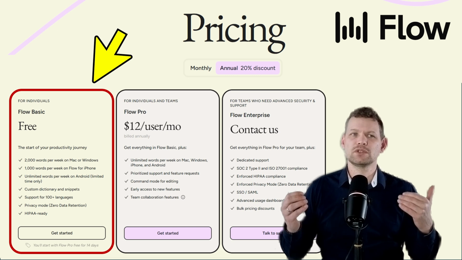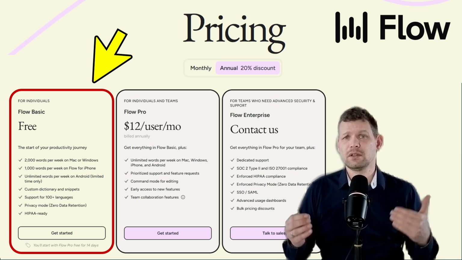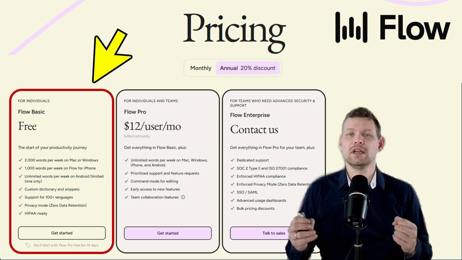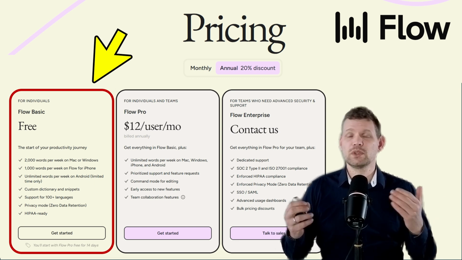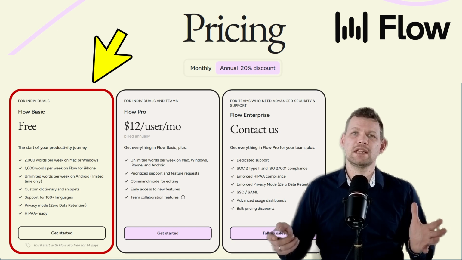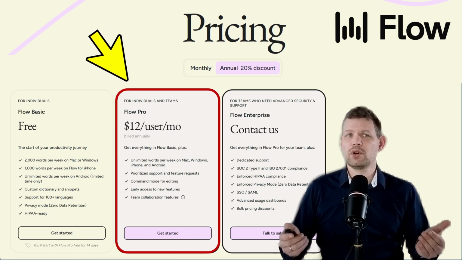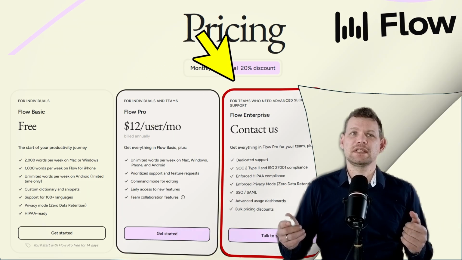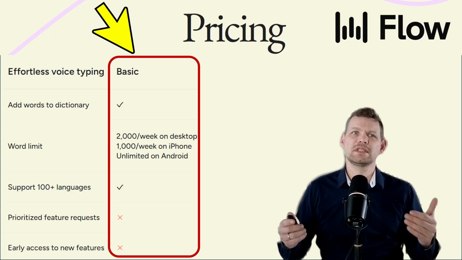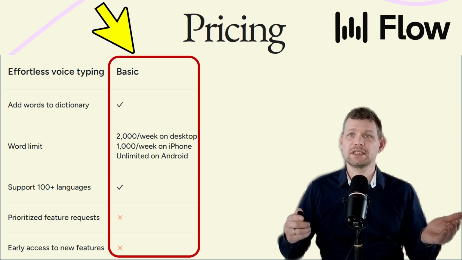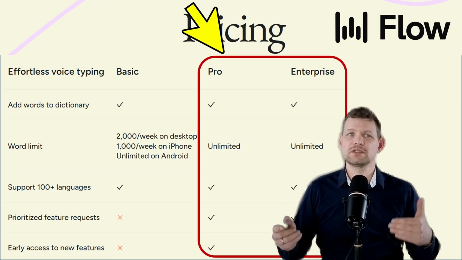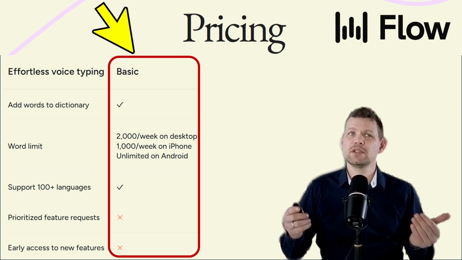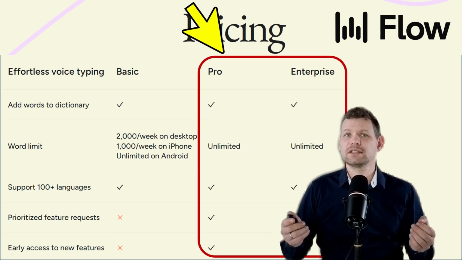It's up to 2,000 words on a PC or a Mac, 1,000 on an iPhone, and at the moment unlimited on Android devices, which means you can actually get quite far with that. If you need more, then they have the Pro, which is $12 per month, and then they have the Enterprise thing. For features, there's not really any difference between the basic one and the Pro one. So the only major difference is that you're limited by the 2,000 words on desktop using the basic one, and the Pro one is unlimited.